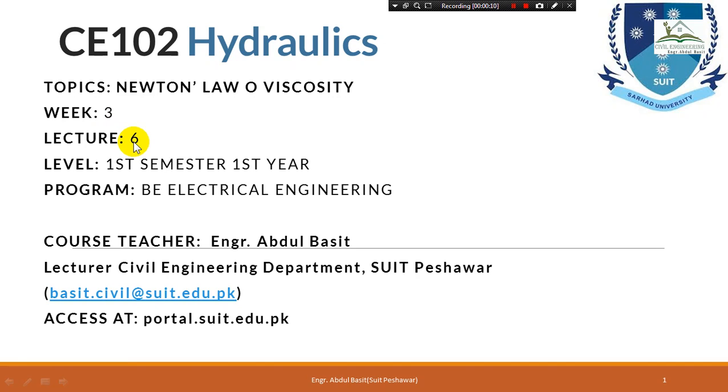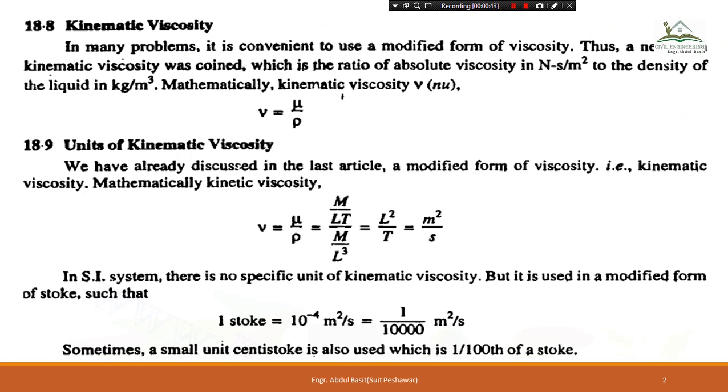So this is particularly the second lecture of this week. The topic we were discussing in the previous lecture was Newton's law of viscosity, and this lecture is a continuation of that. In this lecture we will discuss kinematic viscosity and dynamic viscosity, and we will solve some simple numericals on the equations for kinematic and dynamic viscosities. So let's start the lecture.